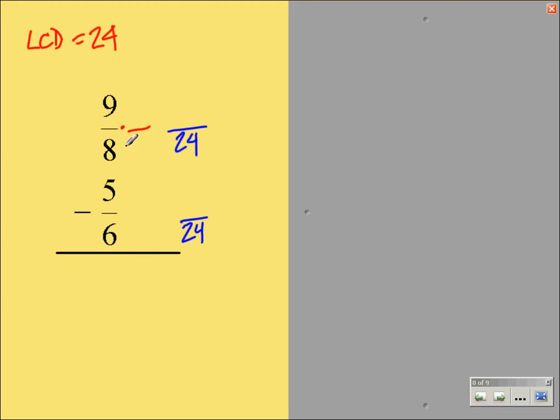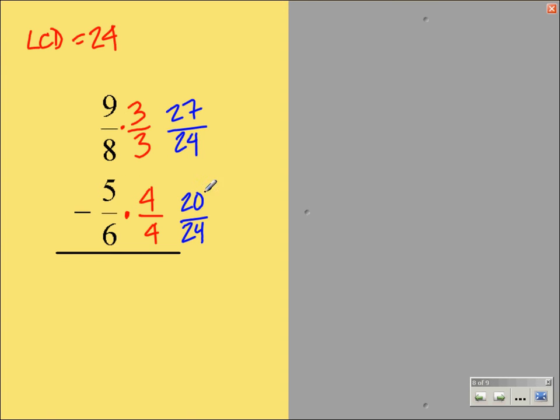Let's multiply by a fraction of 1 here. 8 times what gives me 24? It's 3. So that's going to be my fraction of 1 there. And here, 6 times 4 will give me 24. So 4 over 4 will be my fraction of 1 there. So now let's go ahead and multiply those numerators. 9 times 3 is 27. 5 times 4 is 20.